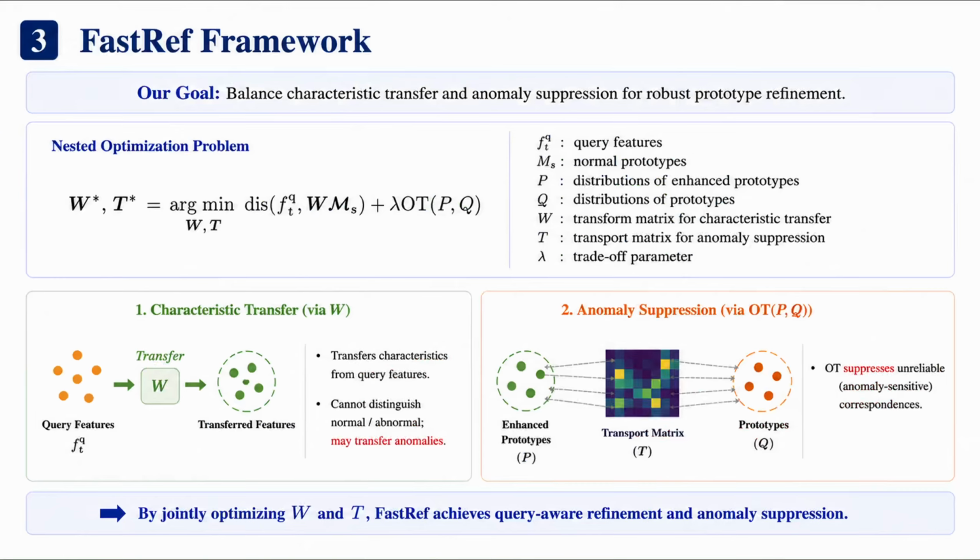However, since the transfer process itself cannot distinguish normal and anomalous regions, anomalous characteristics may also be transferred together. To address this issue, we further introduce anomaly suppression using entropy-regularized optimal transport. As illustrated in the lower right part, the transport matrix T suppresses unreliable and anomaly-sensitive correspondences between enhanced prototypes and original prototypes, reducing the influence of anomalous regions during refinement. Therefore, by jointly optimizing W and T, FastRef achieves query-aware prototype refinement while maintaining robustness against anomaly contamination.